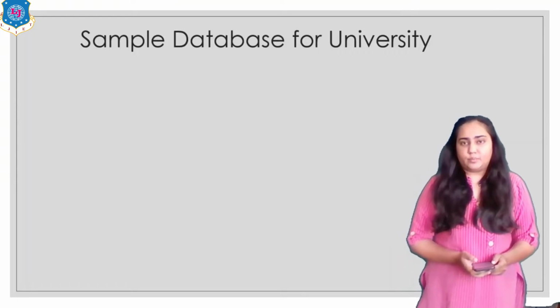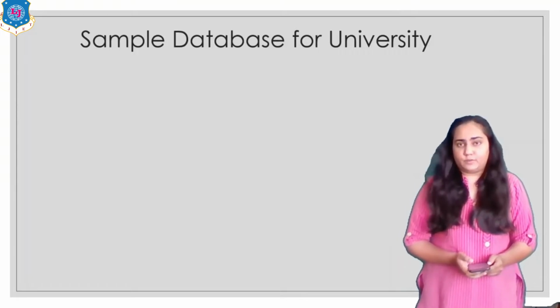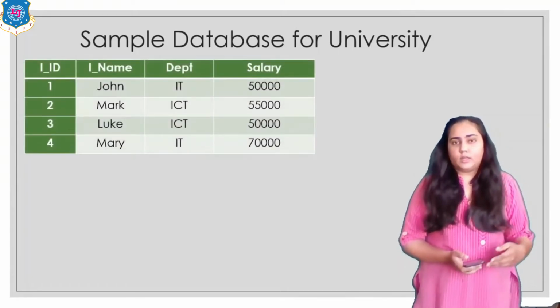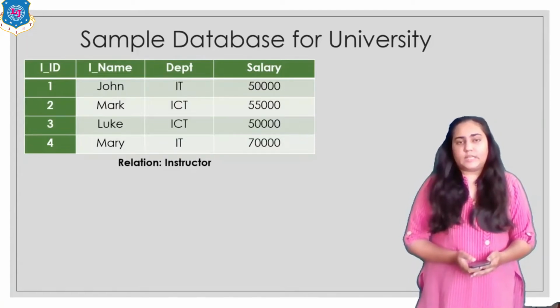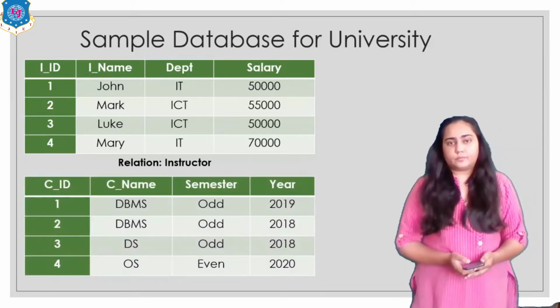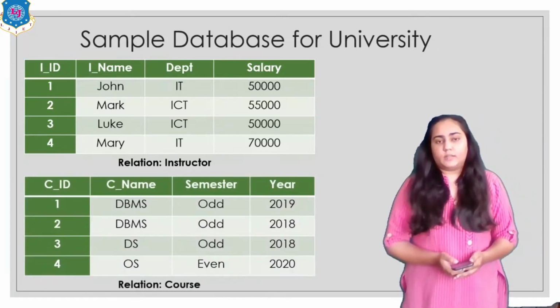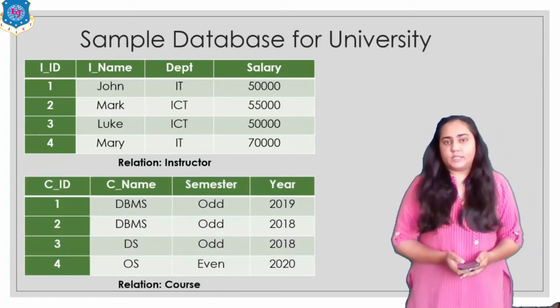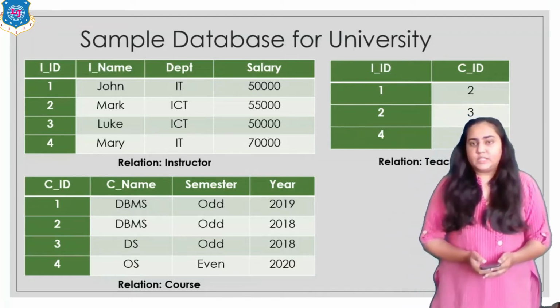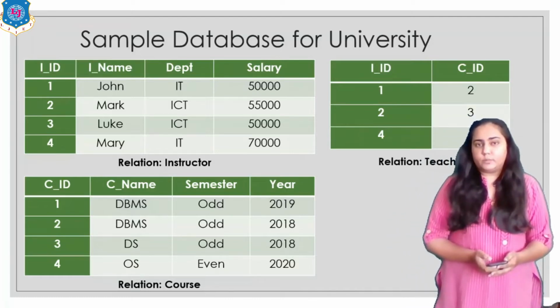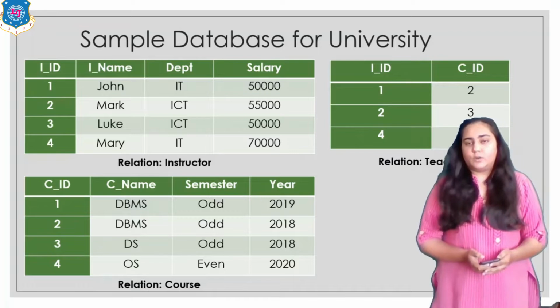Here you can see the sample database for a university. The first table we have is the instructor table. It contains the ID, name, department, and salary of the instructor. The second table is the course table, which contains the ID, name, and the semester and year in which the course was taught. And the third table is the teachers table, which contains a relation between instructor and course.